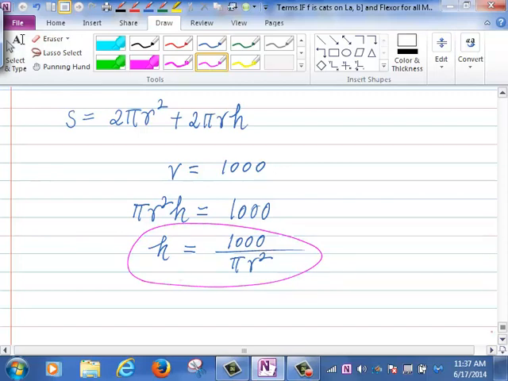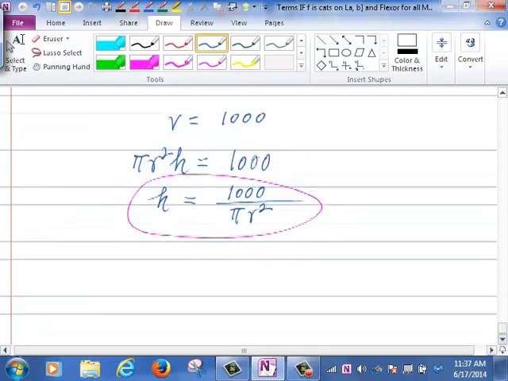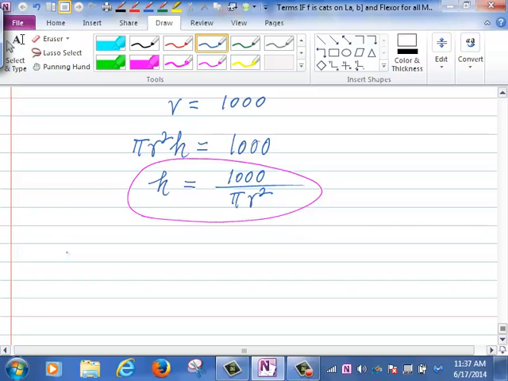Now I want to express my surface area in terms of the radius only. In terms of 1 variable, I picked the radius. You could pick h if you wanted to, but it's easier to use the radius in this case. So the surface area as a function of r can be expressed as what? 2 pi r squared. I don't have to do anything with that. But then I have 2 pi r multiplied by h, right? And instead of h, I am going to write what?